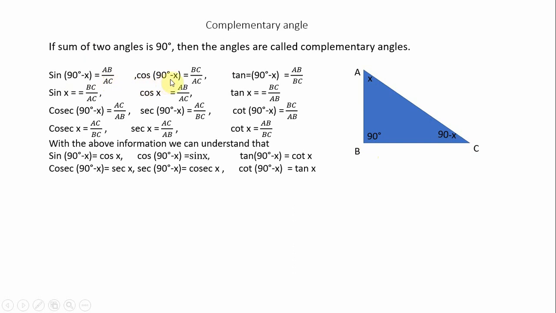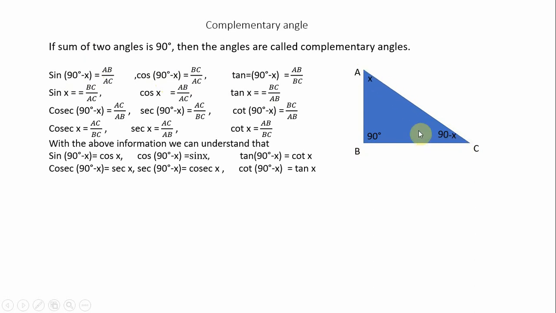Now let us write cos of 90 minus x. Cos means adjacent side by hypotenuse. The adjacent side is BC and the hypotenuse is AC. So cos of 90 minus x is equal to BC by AC.